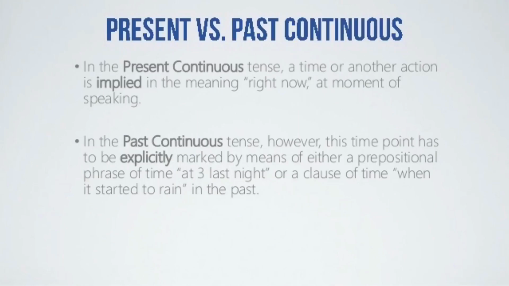Now, if we compare the present versus past continuous tense, we can easily see the difference between the two sentences. In present continuous tense, a time or another action is implied in the meaning, that is right now at the moment of speaking, whereas in past continuous tense, this time point has been explicitly marked by means of either a prepositional phrase of time or a clause of time when it started in the past.